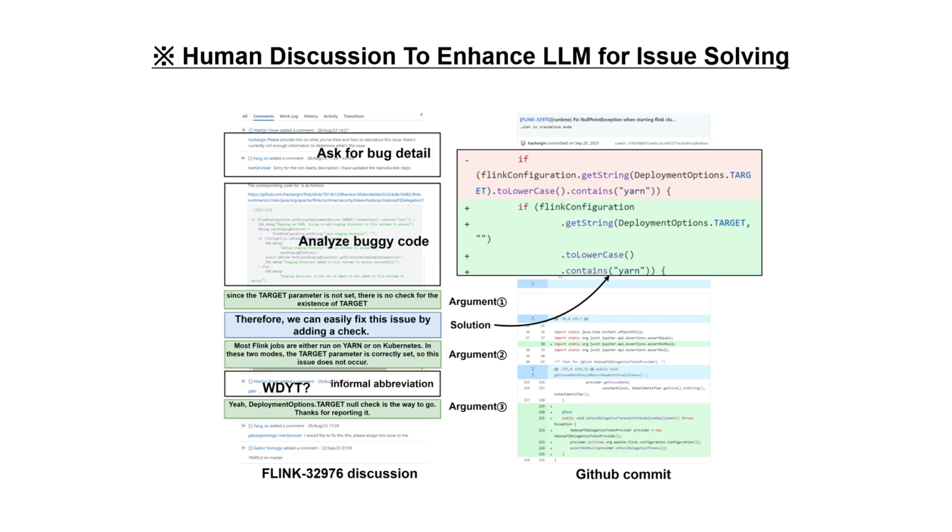The final commit is based on the solution, but differs from the check mentioned in the solution, indicating that there remains a gap between the solution and its implementation. To avoid the distraction of irrelevant information in discussions, we focus on extracting the solution and related arguments, combining them to drive a large language model in generating high-quality patches.